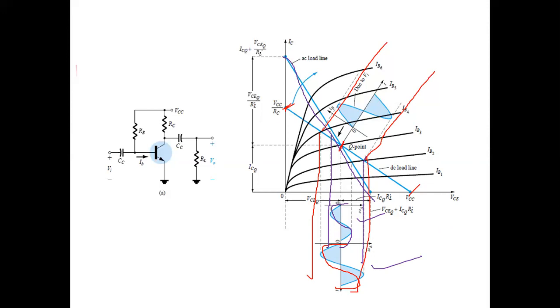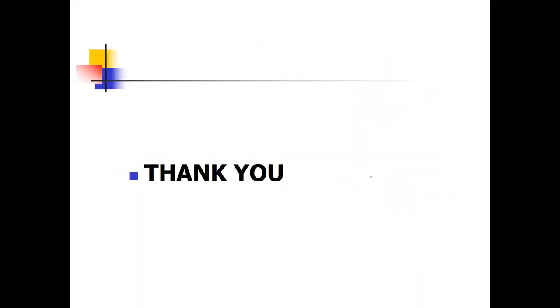What is the maximum possible output voltage? Remember, the AC load line is to calculate the maximum swing and the DC load line is to calculate the Q point. In the next lecture, we will do the AC analysis of the common emitter amplifier using the hybrid model.